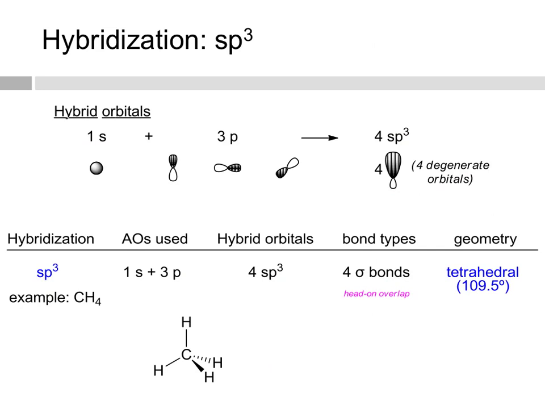Let's also tie in geometry here. For an sp3 hybridized carbon, the geometry around that carbon is tetrahedral. This means that the bond angle around here is going to be 109.5 degrees.